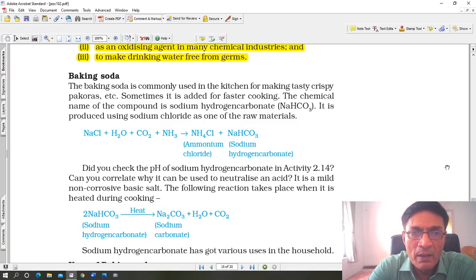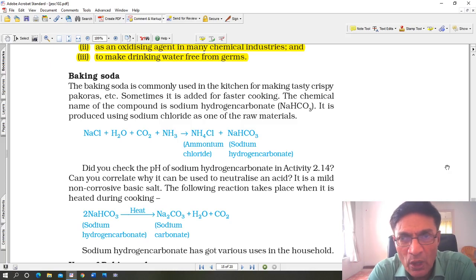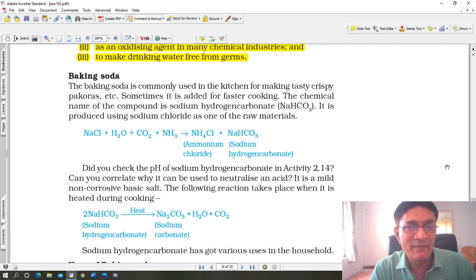Baking soda. Baking soda is commonly used in kitchens. We all know, जब इडली डोसा या कुछ बनाना है जिसमें उसको थोड़ा सा फूलना पड़ता है, then we use baking soda. Most girls especially know how to use baking soda in the kitchen, and how to use it effectively to produce all kinds of eatable items. People who work in the kitchen know the use of baking soda. Baking soda is commonly used in the kitchen for making tasty, crispy pakoras, etc. Sometimes it is added for faster cooking, to make the process को fast करने के लिए.